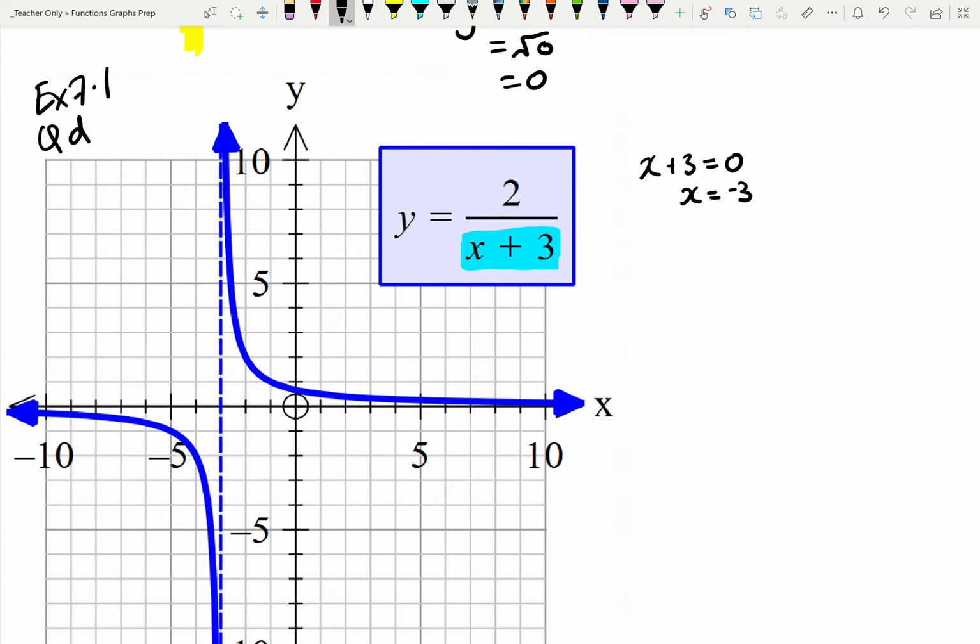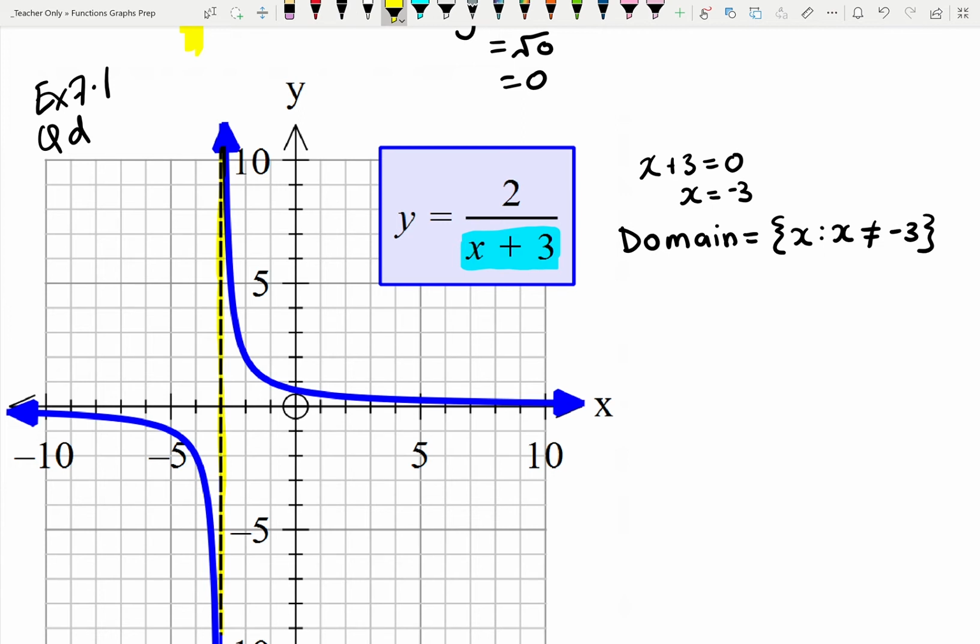Now that's pretty obvious. You can do that in your head, but later on when you're dealing with much more complicated functions, you will need to set the denominator equal to 0 and solve, perhaps using factorization or the quadratic formula or something like that. But the method is still the same. So that tells us that our domain is the set of all x such that x does not equal -3. And you can see that that's confirmed on the graph with the presence of the vertical asymptote at -3.